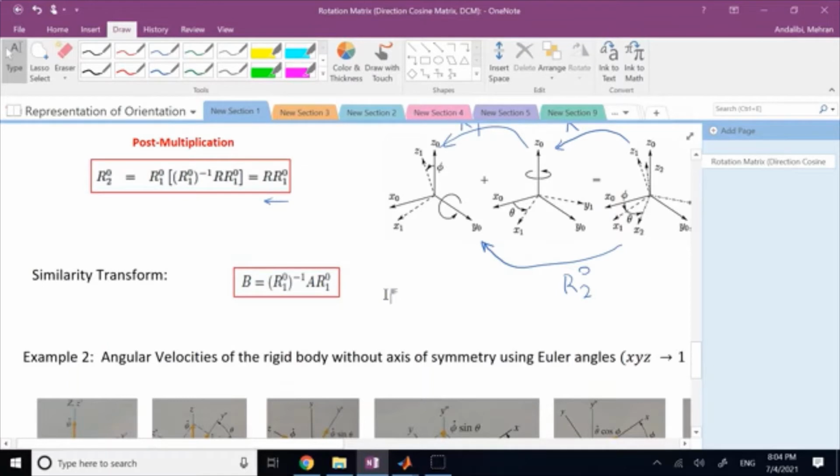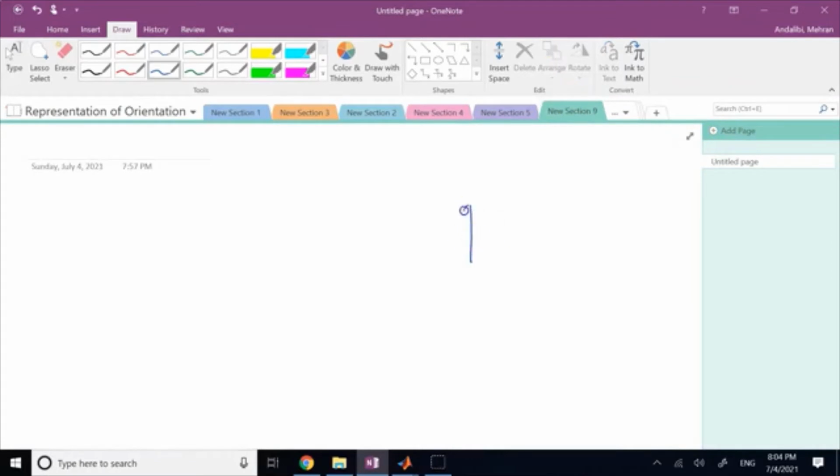What is that? So far I have learned that if I know a point P or any vector, let's not just say P, any vector like F or whatever, if I have this written in frame 1, and now I want to write it in frame 0, all I need is to multiply it by R of 1 with respect to 0. So I know how to transform a vector from one frame to another. Now the question is this. So let's say this is an n by 1 vector.